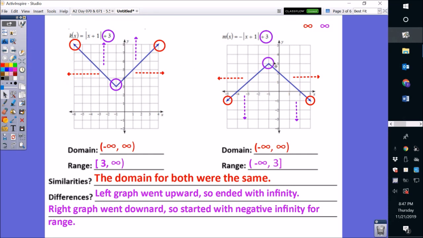Whereas on the right graph, see how because of the reflection over the x-axis, it went downward. So it's going to start at negative infinity, and it's going to end at 3, which was the top for the range. So be very careful that if there is a reflection across the x-axis, then it will affect the range. So in layman's terms, if it's reflected over the x-axis and it's a continuous graph, then it's going to start at negative infinity, whereas if there is no reflection, then for a continuous graph, it's just going to end with infinity.